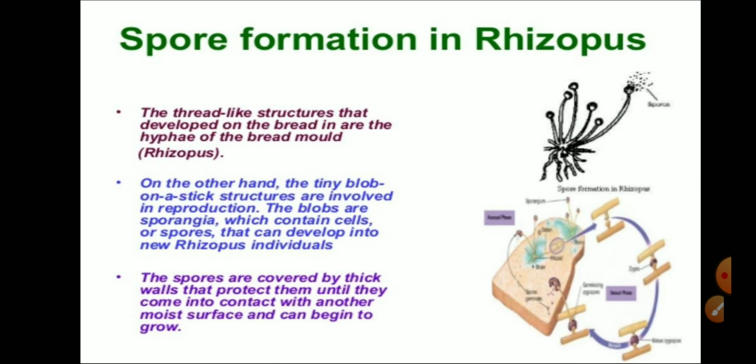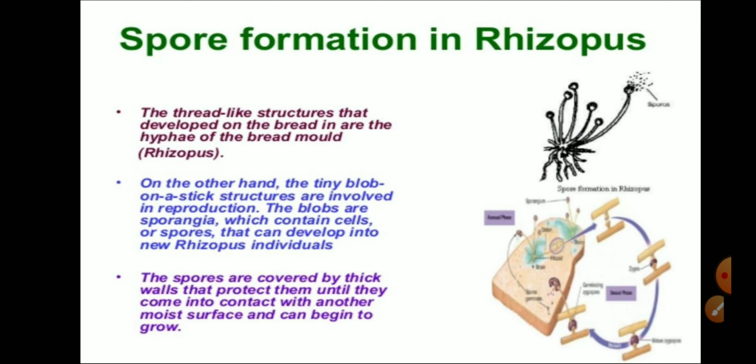Next, we have spore formation. The next mode is spore formation. It can be seen in fungi. It is very common in fungi. In fungi, there is a thread-like structure that develops on a piece of bread or bread mold, and this structure is termed hyphae.